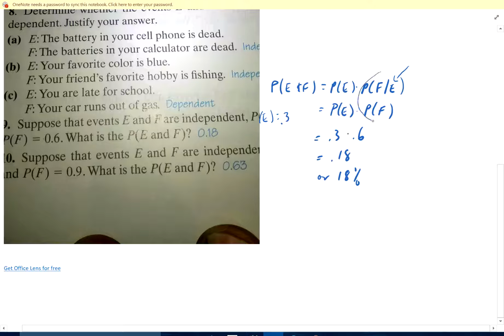Okay, this is the main thing to notice right here. If they're independent, you get this result, because E happening doesn't affect the probability of F.